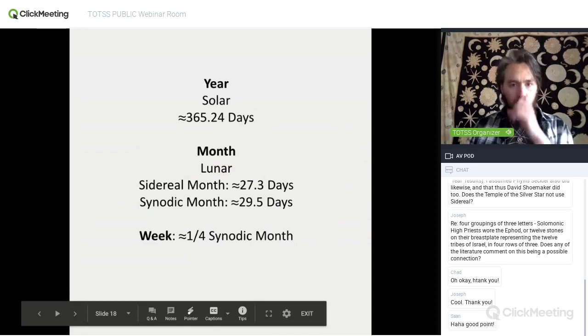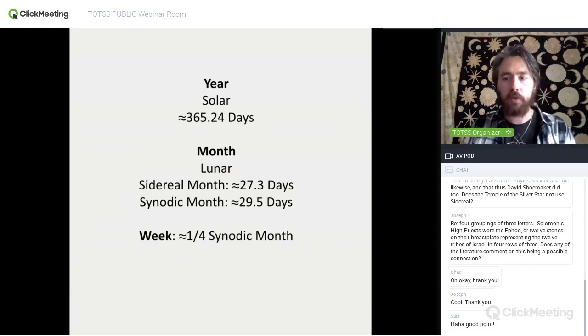Okay, so we can talk a little bit about calendars. The year is a solar thing, right? From a geocentric perspective, a year is defined by the time it takes the sun to go all the way around the ecliptic, through all 12 signs, and come back to the place where it started. Or, from a heliocentric perspective, it is the time it takes the Earth to orbit the sun, and it's approximately 365.24 days.